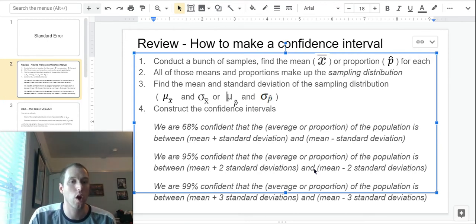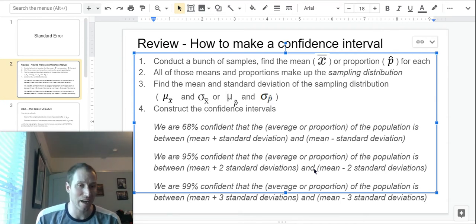Then we construct what are called confidence intervals. If we start with that mean in the middle, that sampling distribution mean in the middle, and we take that standard deviation, we remember this from way back in January, within one standard deviation of the mean, you should find 68% of the samples. So we say we're 68% confident that the true average falls within one standard deviation of the mean. Within 2 standard deviations, we're 95% sure. Within 3 standard deviations, we're over 99% sure.